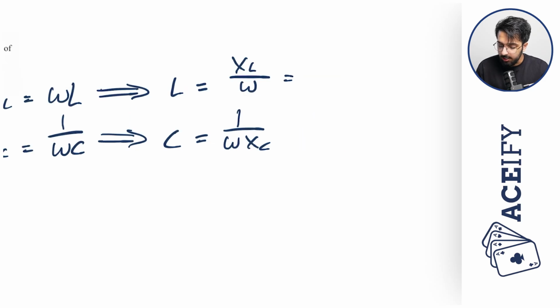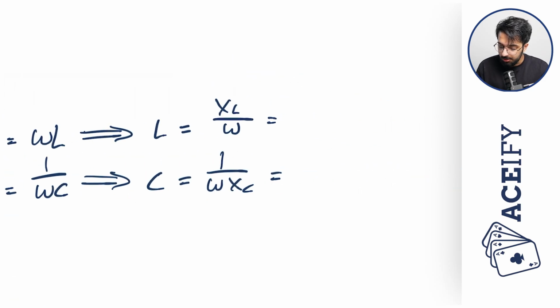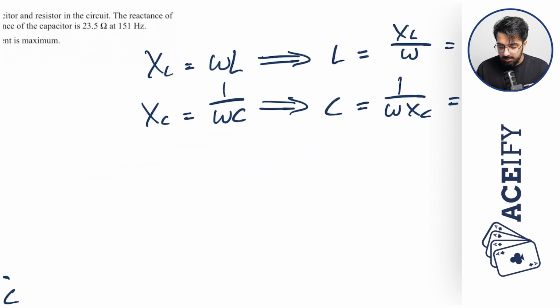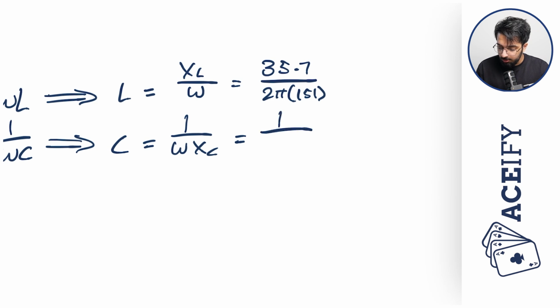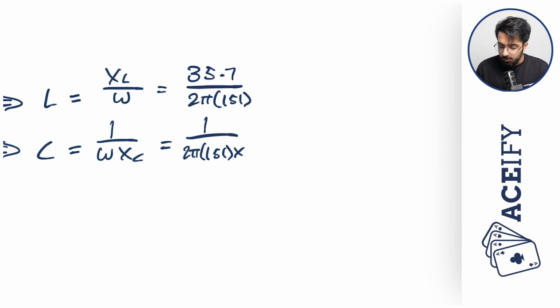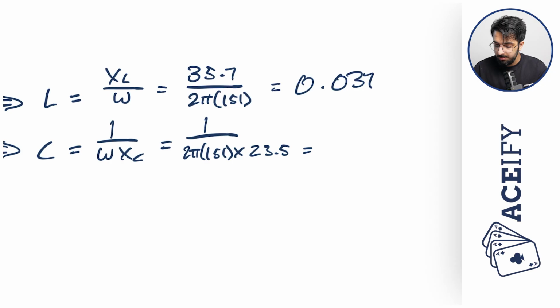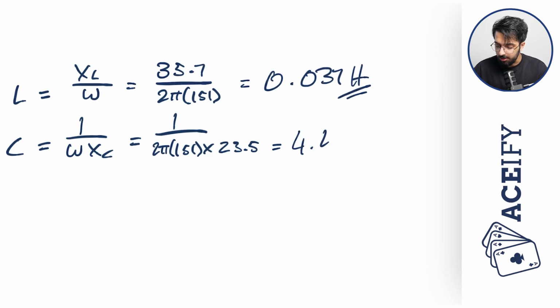Plugging in our numbers, for our inductor we get 35.7 all over omega, which is 2 pi f, where f is 151 Hertz. And for our capacitance, it is 1 all over 2 pi f, again 151 Hertz, multiplied by our reactance, which is 23.5 ohms. This gives a value of 0.037 henries for the inductance, and 4.49 times 10 to the negative 5 farads for the capacitance.